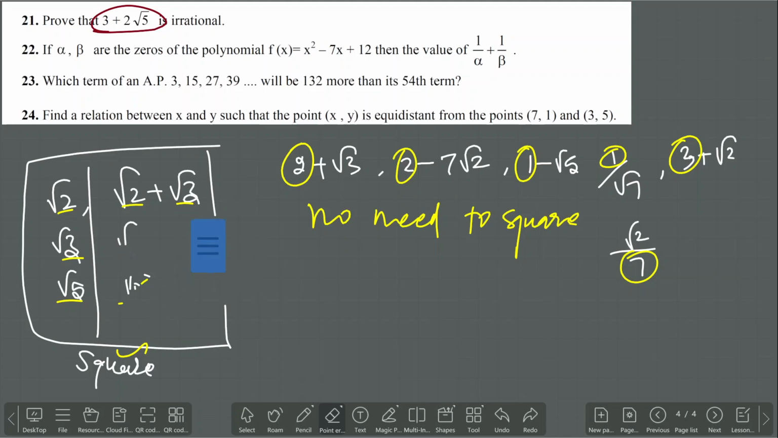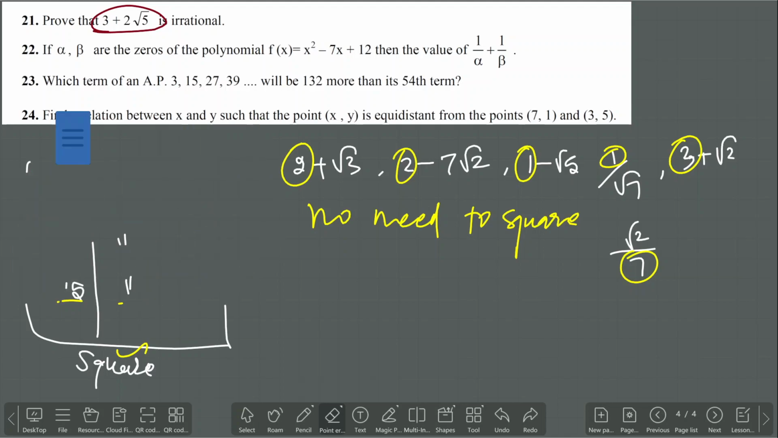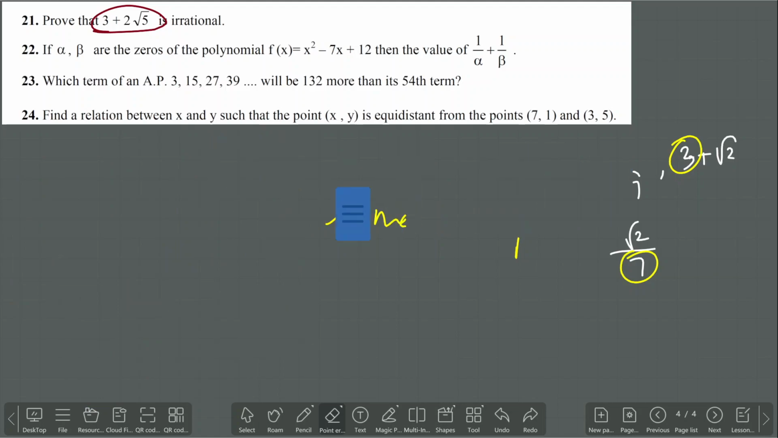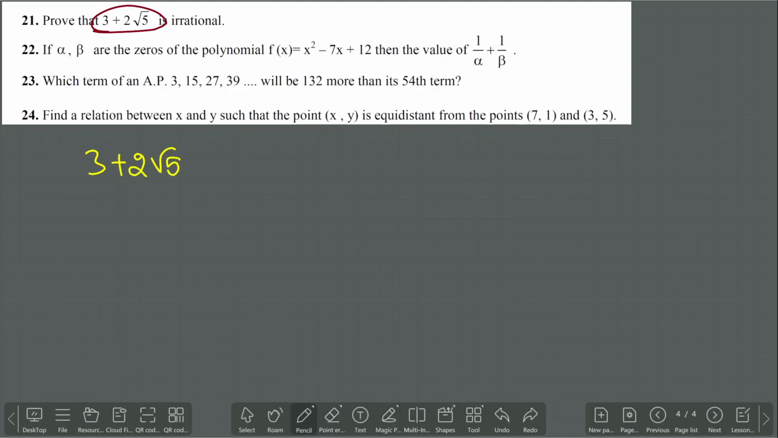Now here, what is given? 3 plus root 2. Then one is rational, one is irrational. So 3 plus 2 root 5 is an irrational, like that they have given.